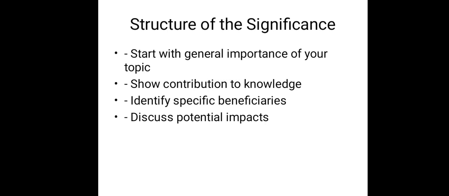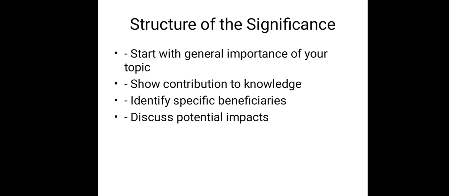If you want to come up with the significance of the study, this is the structure that you should follow. Number one, start with the general importance of your topic. How is this topic important generally? Then number two, show how it contributes to the knowledge. Then number three, you should identify the specific beneficiaries.